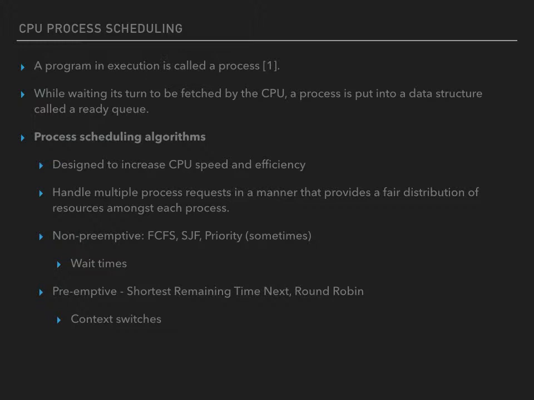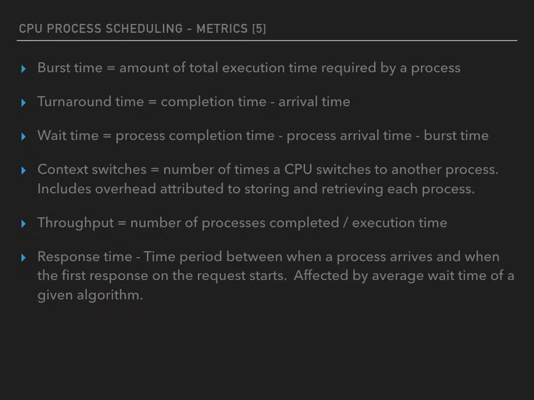Sometimes these can lead to higher context switches, which is the process of a CPU switching from one process to another. The metrics involved in CPU process scheduling include burst time, which is defined as the amount of total execution time required by a process. Turnaround time, which is the difference between completion time and arrival time. Wait time per process is the difference between the time that the process completes and the process arrival time, minus the burst time.